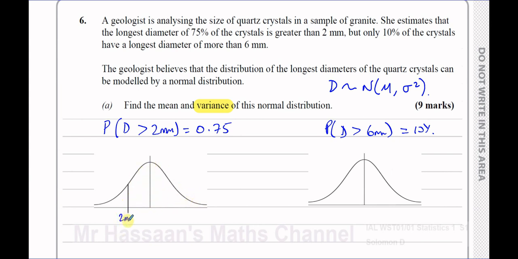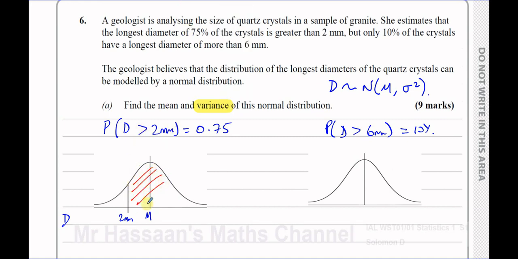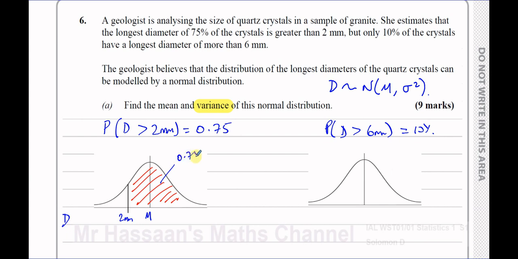So if that's 2 millimeters, this is your D values. This is the mean, which we don't know, we have to find. But to the right of this value is 75% of all the data. So to the right of it, this is 0.75 here.